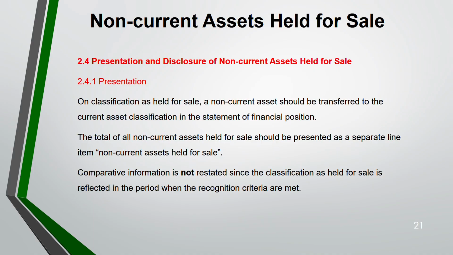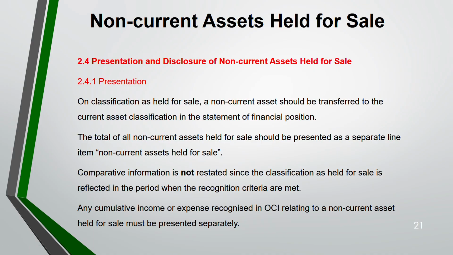You don't have to restate, since classification as held for sale is reflected in the period when the recognition criteria are met. So comparative information you do not need to change, because at that time the recognition criteria were not met. Any cumulative income or expense recognized in OCI relating to non-current assets held for sale has to be presented separately.